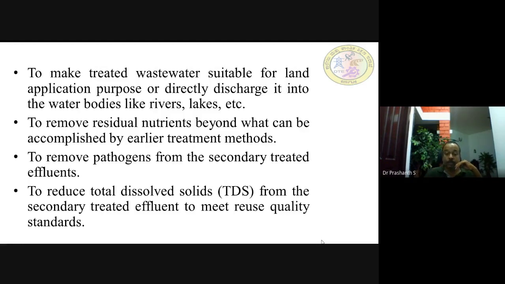And to remove the total dissolved solids, to meet the effluent standards, because most of the countries and most of the states have their own quality standards. To meet those quality standards, advanced wastewater treatment has to be done. So these are some of the reasons why advanced wastewater treatment is to be done. Basically, removal of nutrients like nitrogen and phosphates, removal of total dissolved solids, then killing of pathogens are the main needs for advanced wastewater treatment.